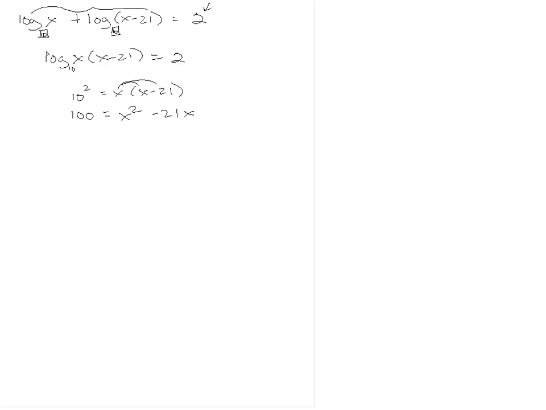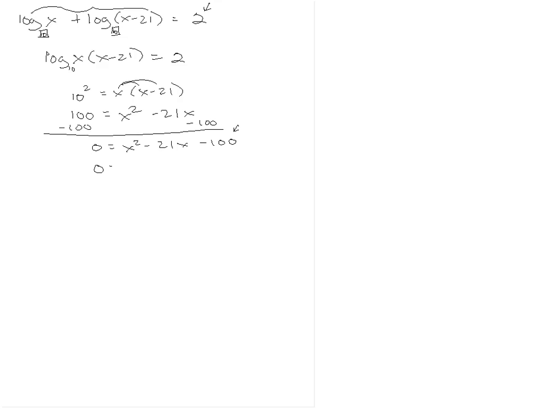I have an x squared. What do you do when you have an x squared? You get everything on one side, 0 on the other. See if it factors. If it doesn't factor, then complete the square or use the quadratic formula. So I'm going to move this 100 over. So I get 0 equals x squared minus 21x minus 100.